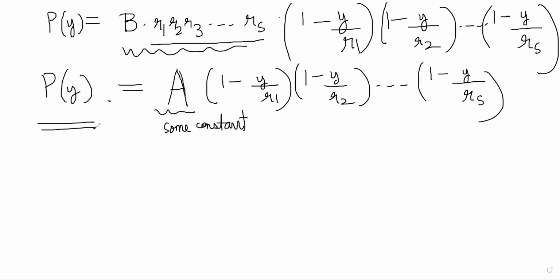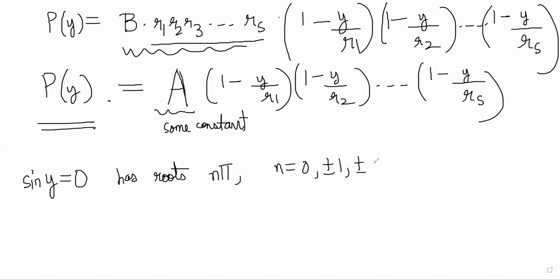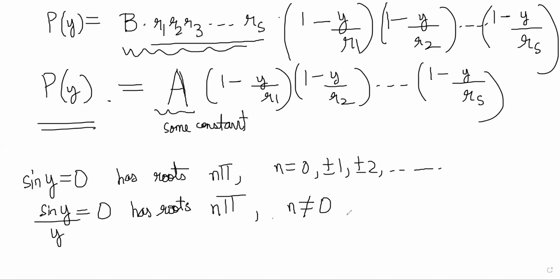Correct? Now, what Euler said is he knows that sine y can be 0 and sine y has roots n pi, where n can be 0 or plus minus 1 or plus minus 2 and so on, right? But sine y by y equal to 0 has roots basically n pi, where n cannot be 0, right? Because you cannot put denominator 0 here, right? So sine y by y equal to 0, that equation will have roots n pi, right?